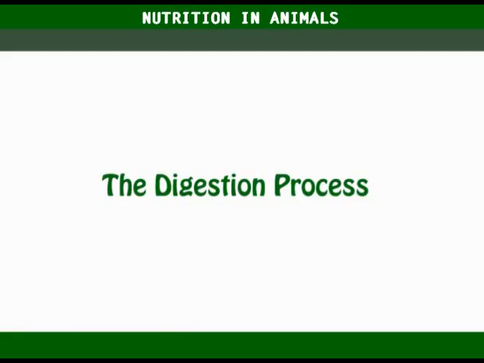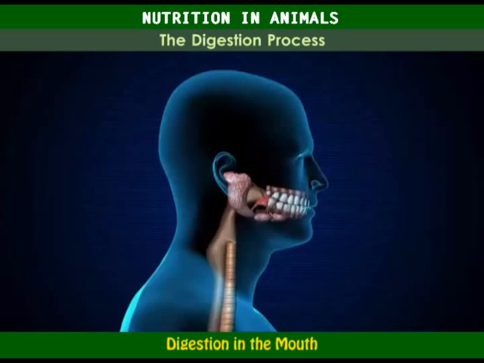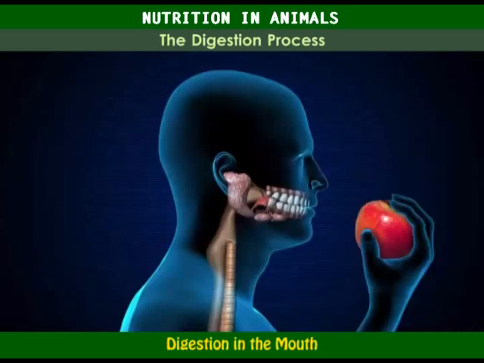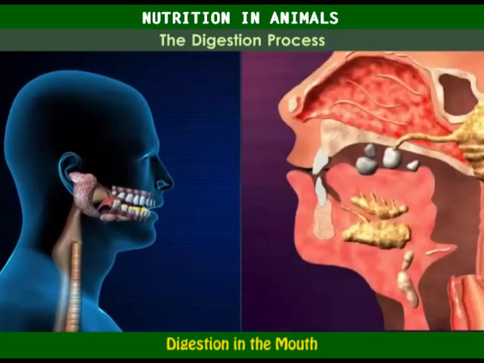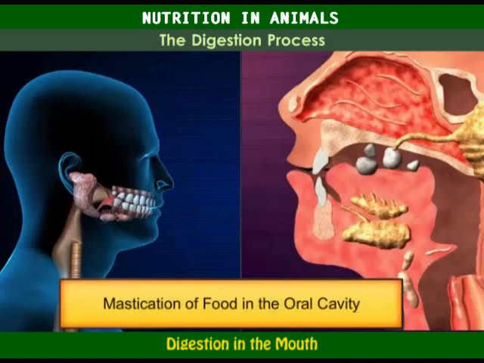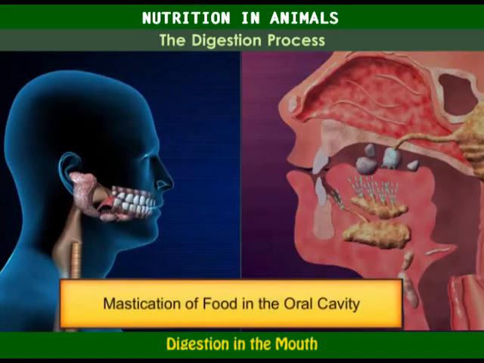So we look at food digestion. Now, the digestion process begins when we put food in the mouth. The teeth mechanically break down the food in a process called mastication and reduce it in size so it is easy to swallow and can be acted on by enzymes.